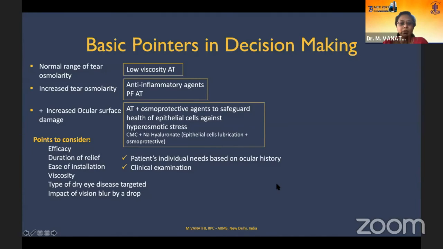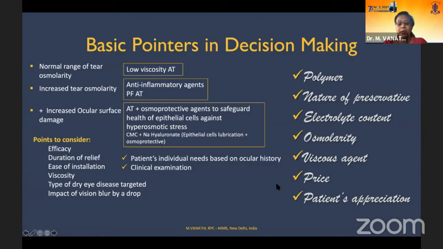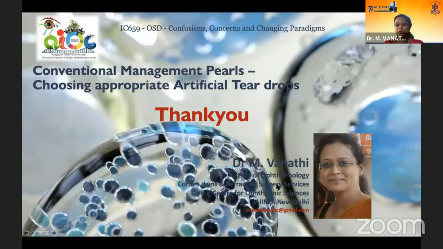So the basic pointers towards decision-making: when your tear osmolarity is normal, low viscosity artificial tear agents will suffice. When the hyperosmolarity is a particular factor affecting the tear homeostasis, you will need to combine them with anti-inflammatory agents. And when you find significant ocular surface damage in terms of corneal and conjunctival epithelial cell staining and damage, then you will need to resort to use of an agent which contains osmoprotective constituents to help tackle the hyperosmotic status. Thank you for your patient listening.